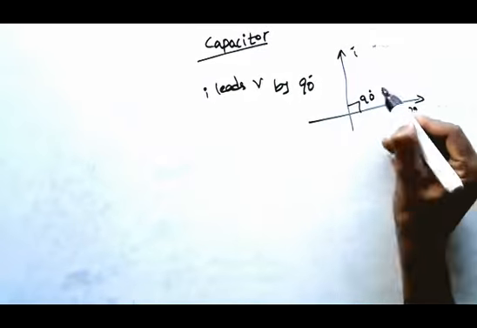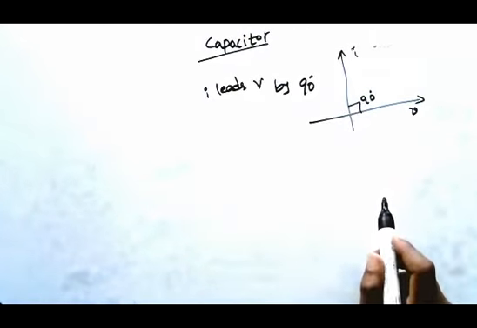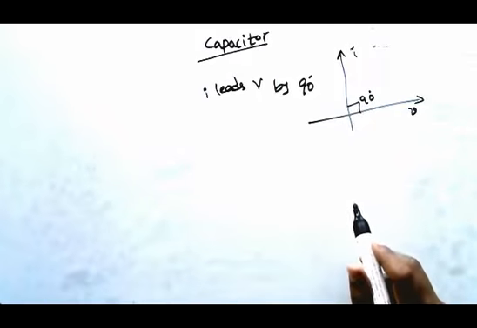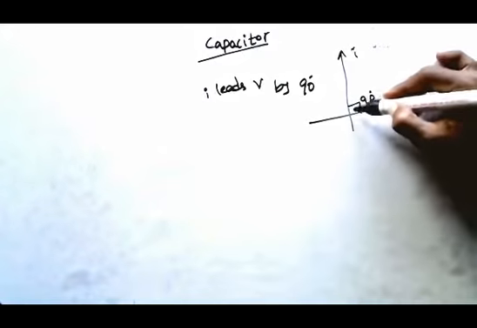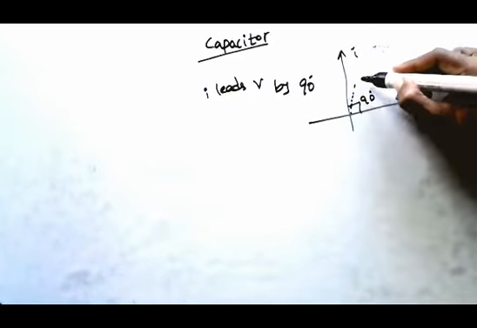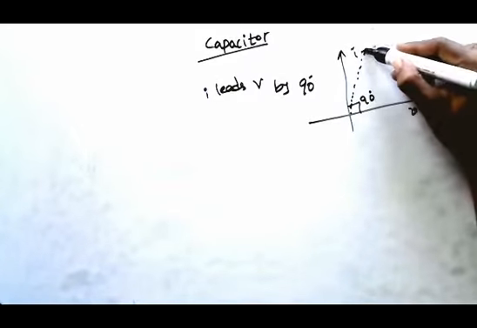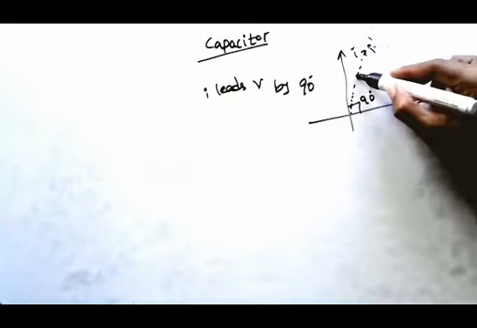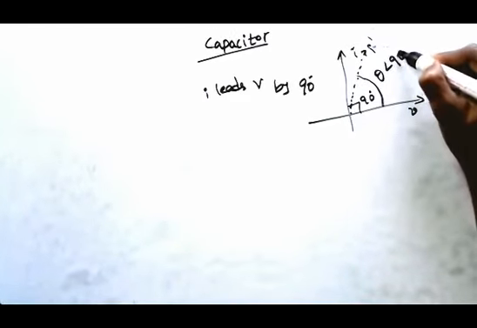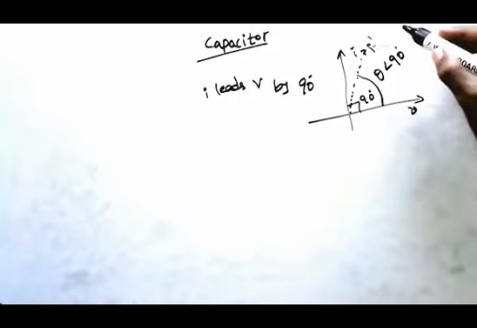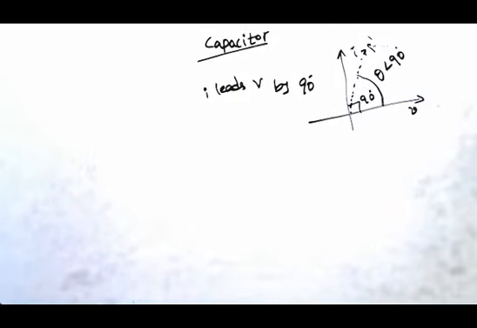For a practical capacitor, it is not possible to get 90 degrees. There will be some leakage present. That's why a slight difference of angle will come. I dash makes an angle theta which is less than 90 degrees for practical conditions.